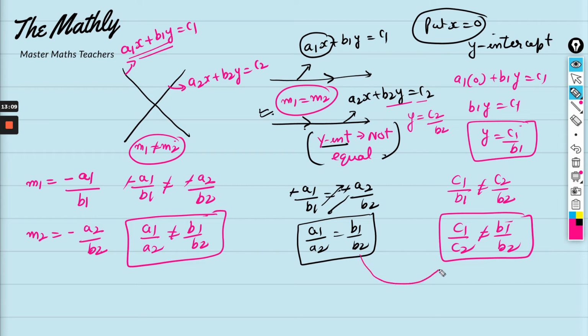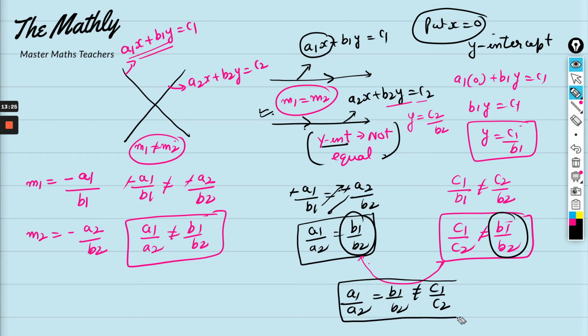Now, can we combine these two? How can I combine these two? Because this one and this one are common. So I can say a1 by a2 is equal to b1 by b2, but it should not be equal to c1 by c2. This is the test condition for parallel lines. If the ratio a1 by a2 is equal to b1 by b2, but it is not equal to c1 by c2, the lines are parallel. Very simple concept, right?